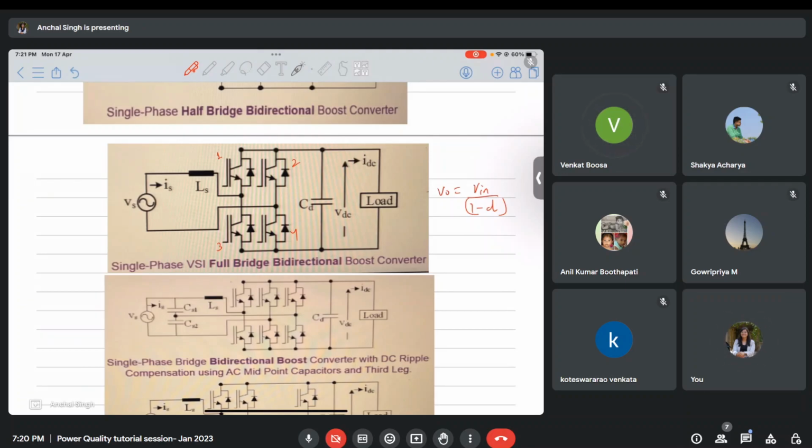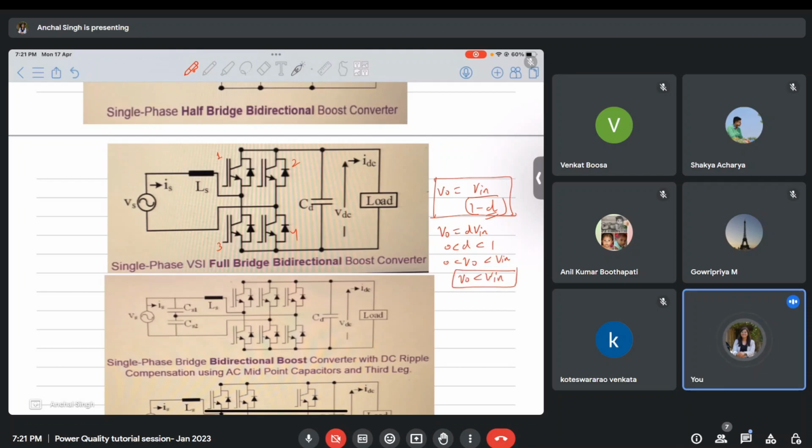Okay, so what you do is you put the gating pulses, and based on those gating pulses, you get your D. Then, using that D, you obtain the relation between input and output voltage. For the buck converter, V naught equals D times Vin. That means since the duty cycle lies between 0 and 1, V naught will always lie between 0 and Vin. That means V naught is always less than Vin. That is the characteristic of a buck converter. Similarly, this is the characteristic of a boost converter.